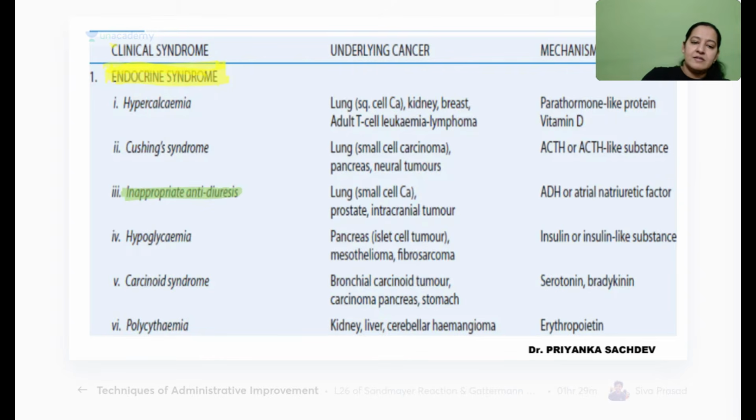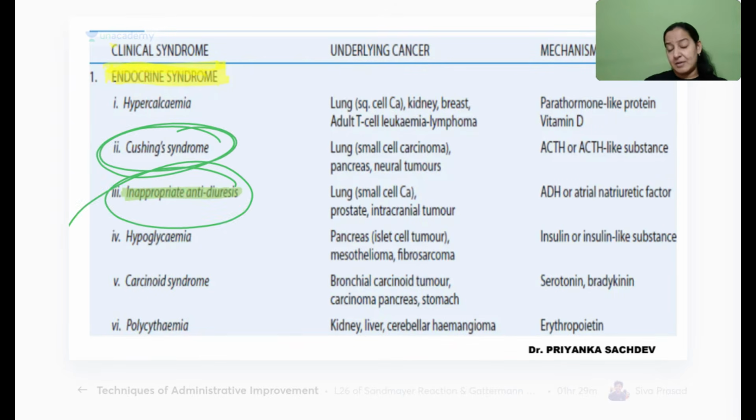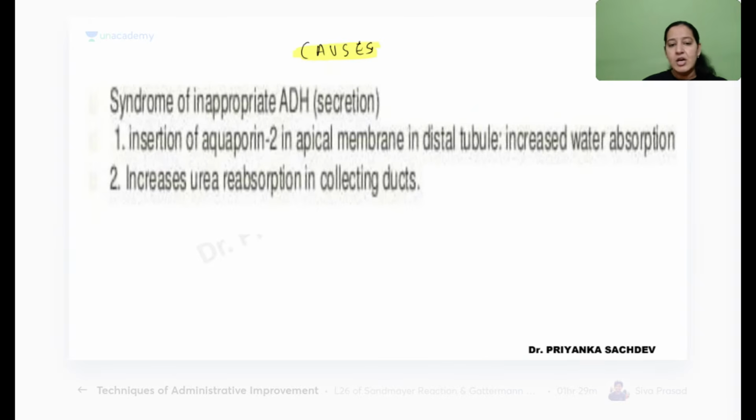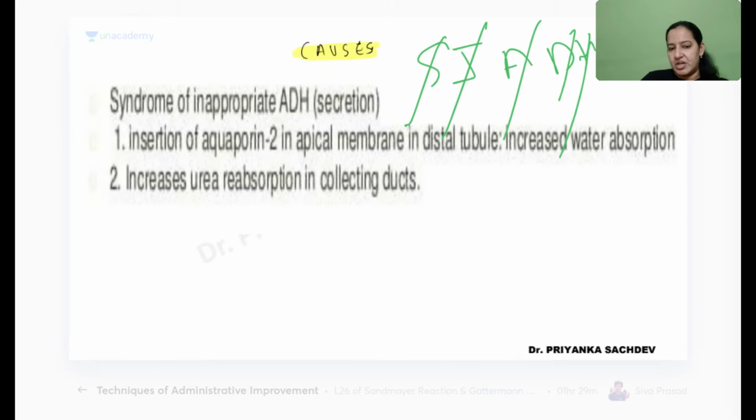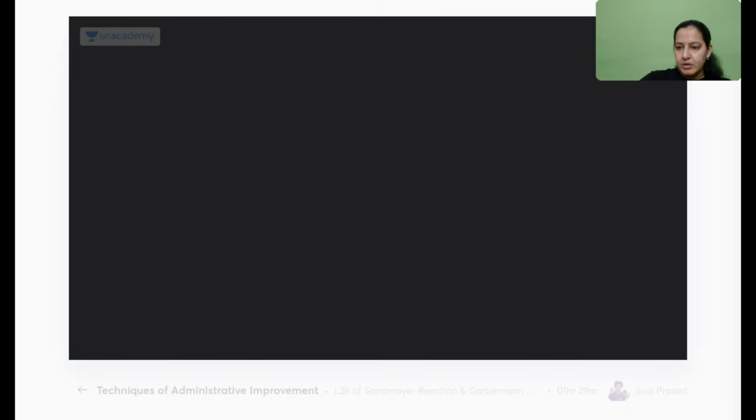Cushing syndrome is done. Second, I am coming to SIADH, the syndrome of inappropriate ADH secretion, antidiuretic hormone secretion. Do you know what antidiuretic hormone is and where it acts? Of course, you know the kidney. Humans have a pair of kidneys.